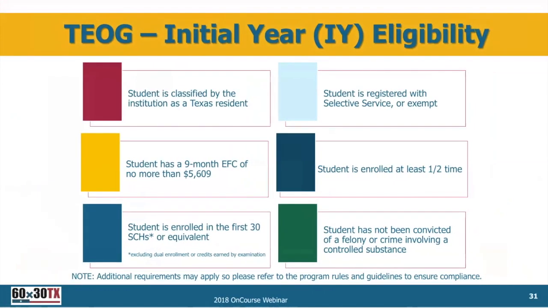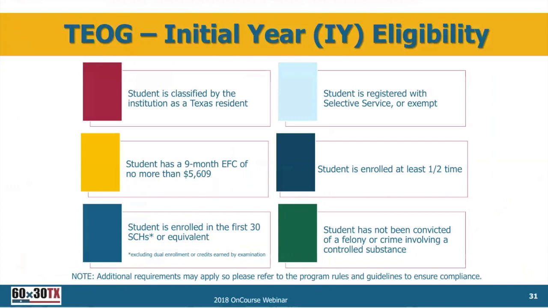So let's talk about the first one, which is the TEOG initial year requirement. So this is going to be what a student has to do in order to qualify for the first time to get the award. Again, it's not all inclusive, so these are just the main ones, but they do have to be a Texas resident. They do have to meet an EFC limitation for a 9-month EFC, which again is calculated either through the FAFSA or their TASFA. They cannot be enrolled in more than 30 semester credit hours or the equivalent. Again, we talked about selective service or being exempt for the registration requirement.